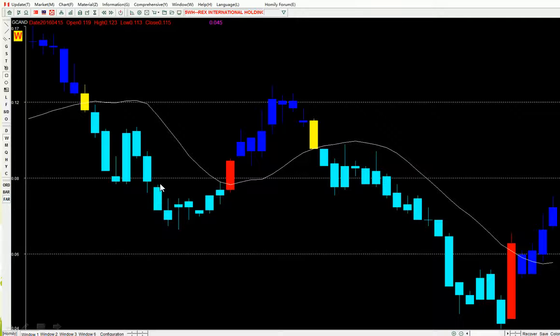Here, opportunity or not? This is the opportunity because the moving average is flat. So the red candlestick appears. This is the opportunity. So here, no, right? Because it goes down. But how about here? Yes, the chance. Then we can.